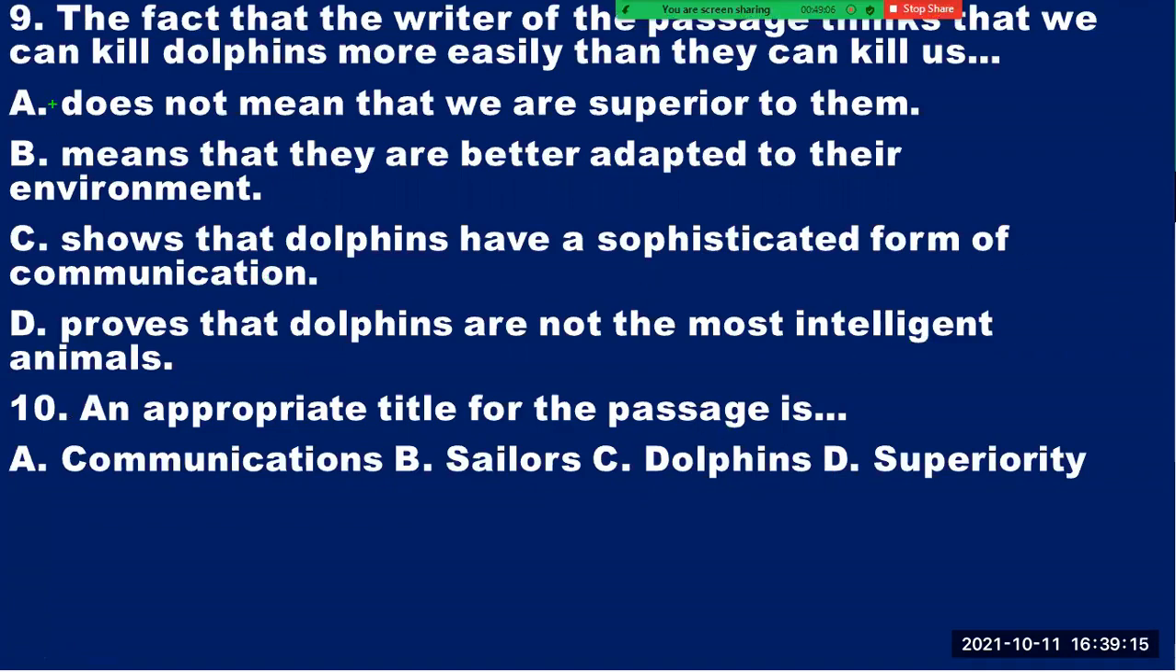All right? Now, again, let's look at the question. The fact that the writer of the passage thinks that we can kill dolphins more easily than they can kill us, A, does not mean that we are superior to them. Absolutely correct, because we have seen the evidence in the passage. Always look for the evidence, all right?